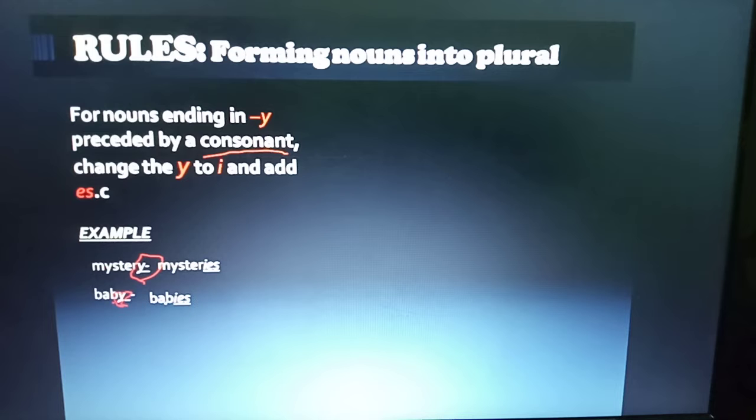But how about if the noun ends with Y, not preceded by a consonant? What will happen? So for example, our noun is toy. So as you can see, the word ends with Y. But look at, ang sinundan ba ni Y is consonant? Hindi, vowel siya. So with that case, we do not change Y and add ES. Instead, we just add S.